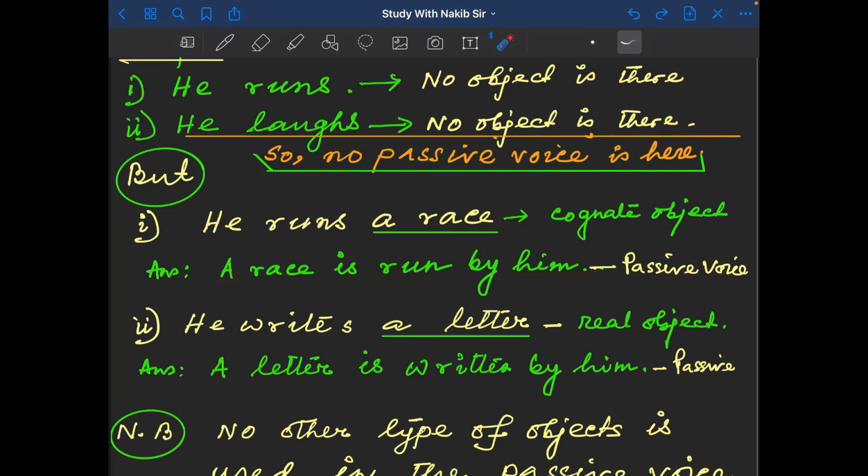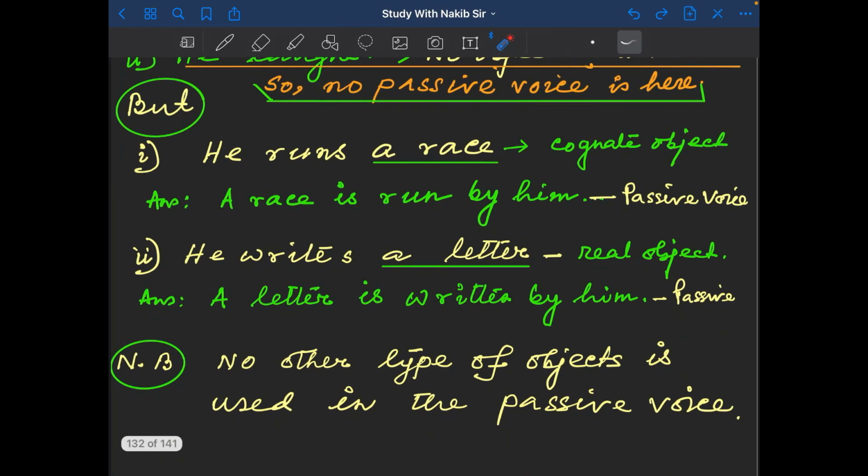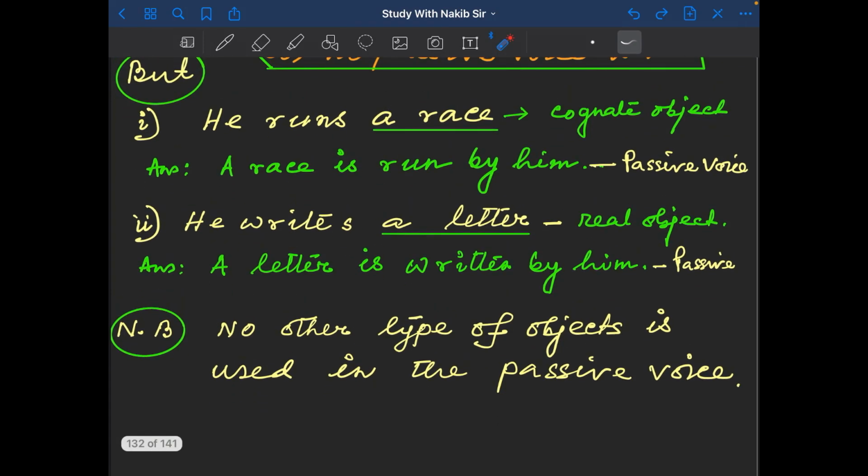Passive voice. Next one you see, he writes a letter. Real object. A letter is the real object. He writes a letter. So you can change the voice from active to passive. A letter is written by him. Passive voice.